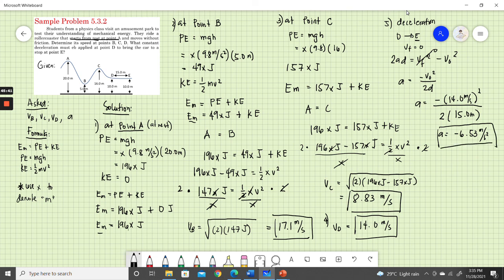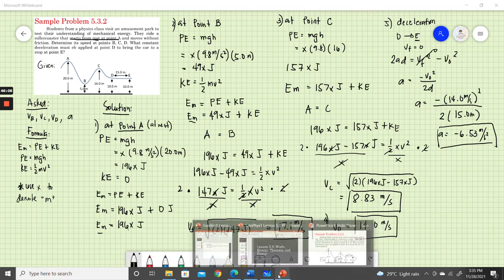This is the deceleration you need if you want to stop the roller coaster moving at 14 meters per second at D to 0 final velocity at E. Okay, so I hope that is clear. That's how we conserve mechanical energy. If you guys have any questions, please do not hesitate to message me.